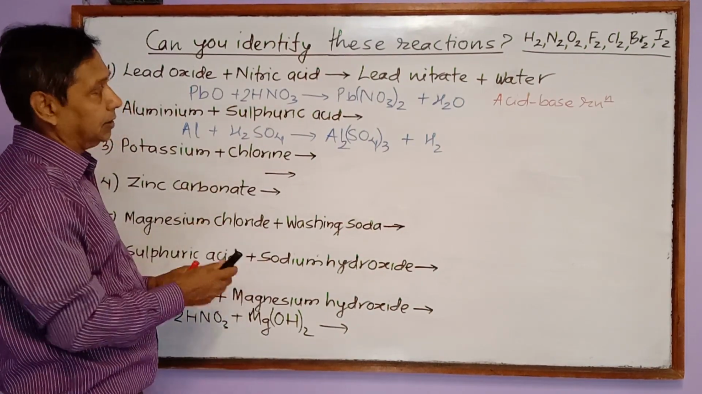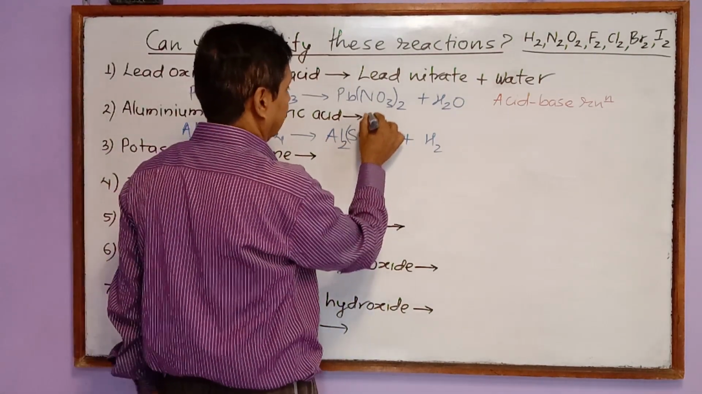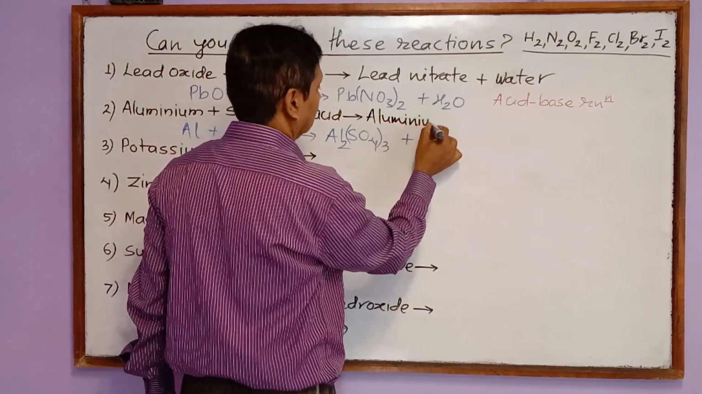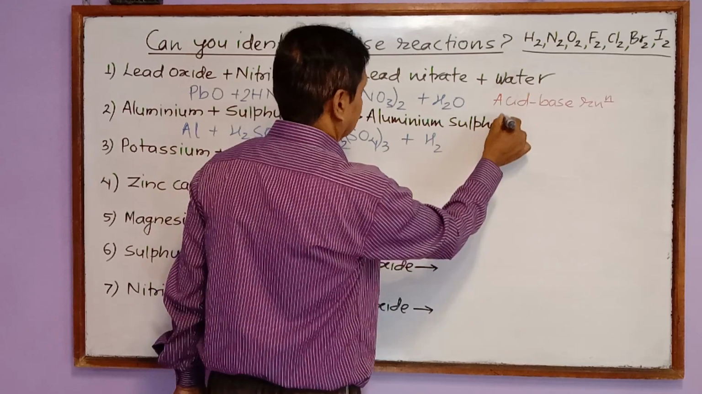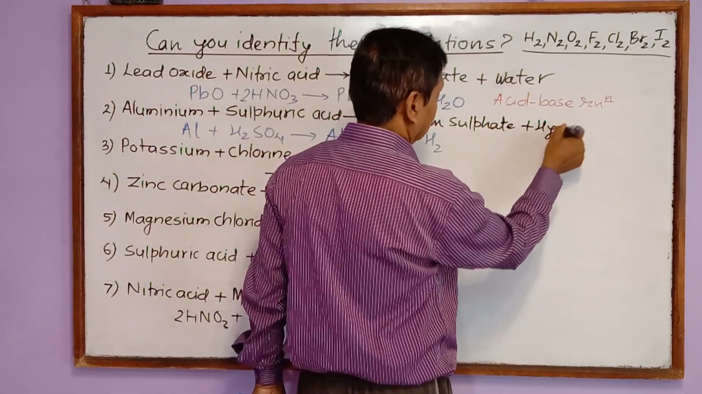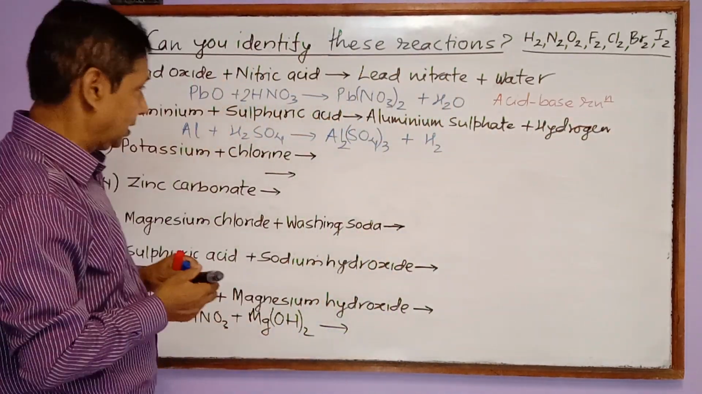Now I want to complete this word equation. What is the name of this? Aluminium sulfate, and another product is hydrogen. And the reaction is not balanced till now.